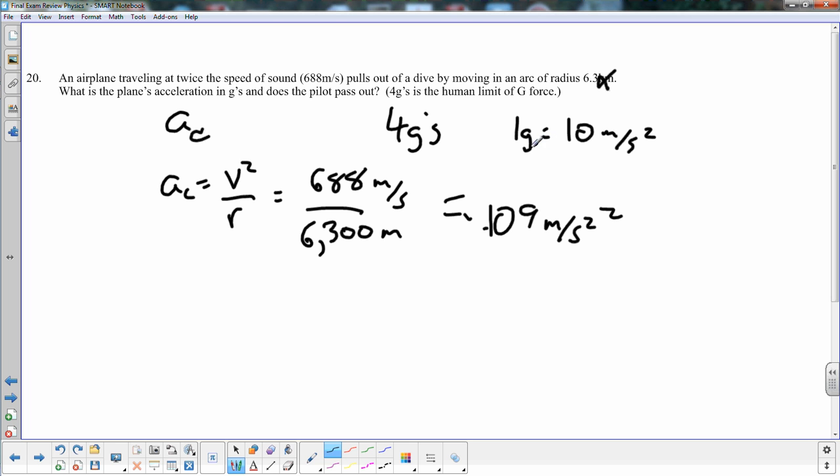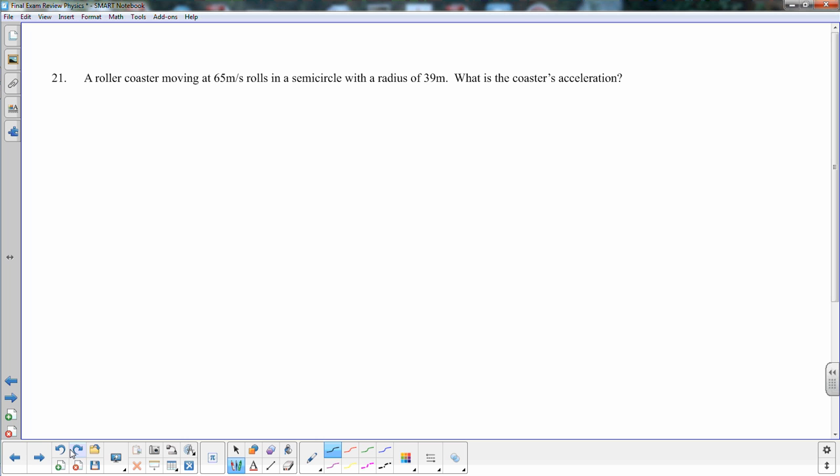Oh, V squared. That's why that was so low. We forgot to square that, which means this is all incorrect. So you gotta square that. That's why that's really low. So let's try this again.